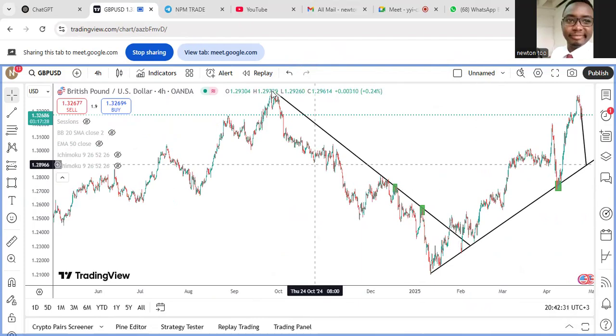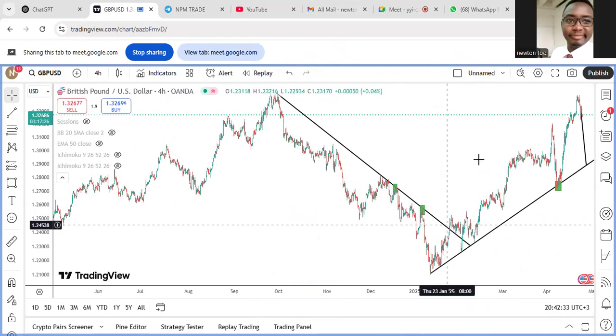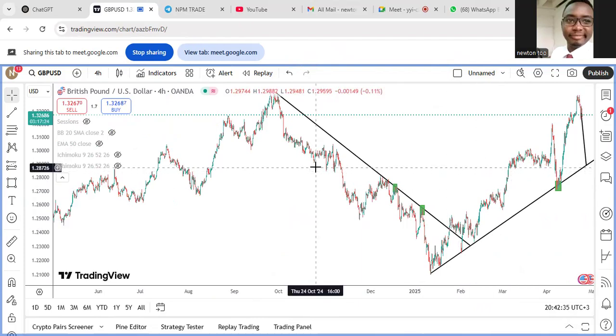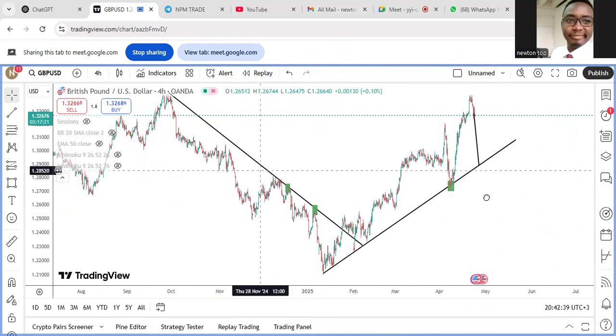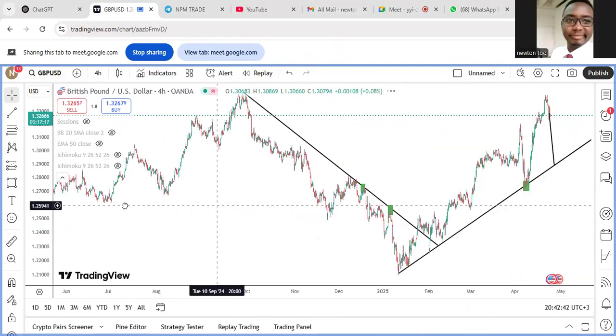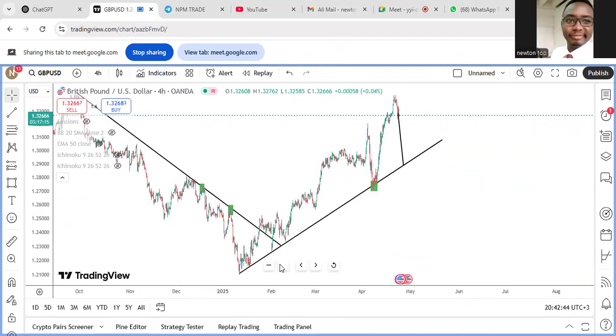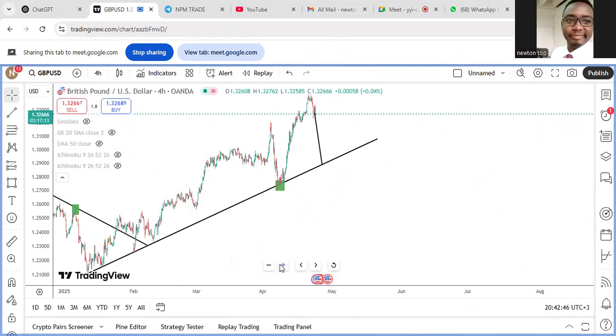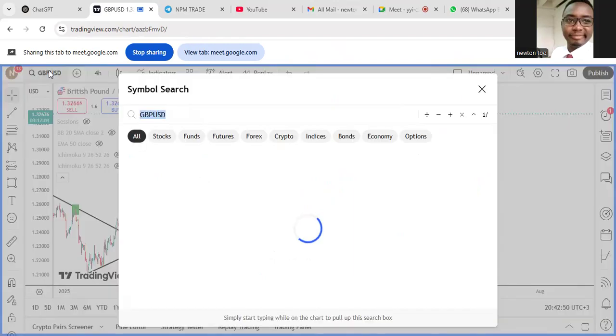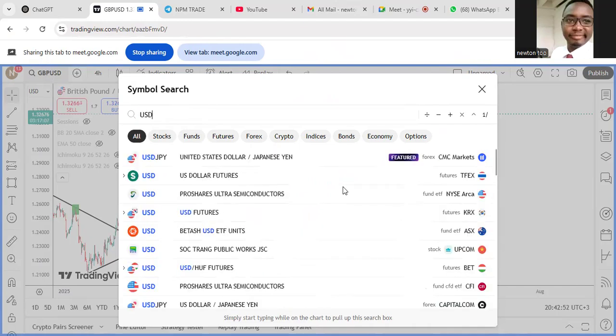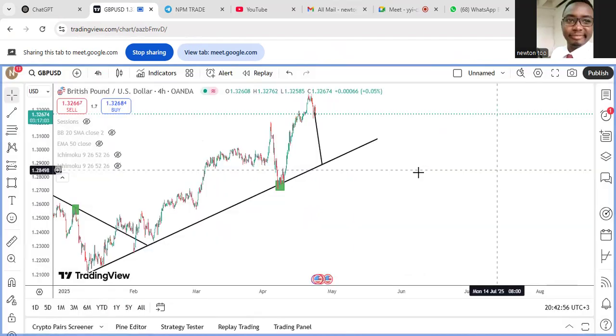So here, when the market broke, that was the end of the downtrend. You see, that was the end of the downtrend using the trend line. Maybe you can check another currency, USDJPY, then we finish with that Ichimoku.